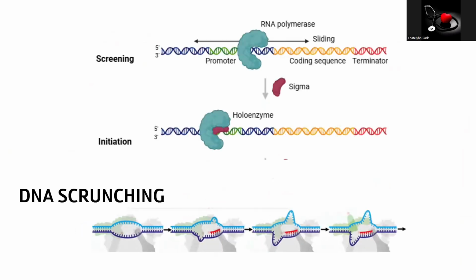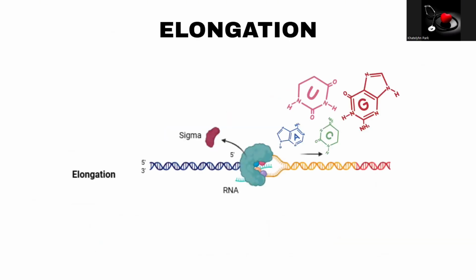The RNAP will then perform DNA scrunching, wherein it will pull downstream DNA to itself. This will serve as a spring, allowing the RNAP to move forward and proceed to elongation. The RNAP positions the incoming nucleoside triphosphates opposite the DNA template base. The selection is based on the Watson-Crick base pairing rule, where adenine pairs with uracil and cytosine pairs with guanine. The RNAP moves along the DNA template, elongating the nascent mRNA.